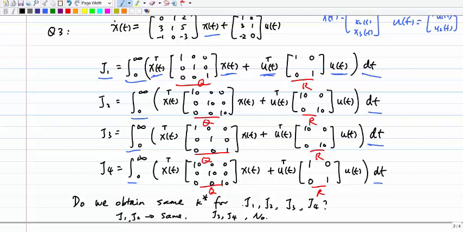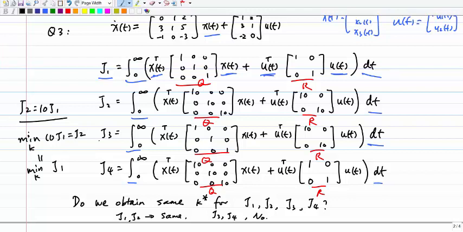The answer is that for J1 and J2 they are the same. The reason is that if I pull the 10 outside of J2, it becomes 1, 1, 1 and 1, 1, so it's just 10 times J1. So if I minimize 10 times J1 over K, it's the same as minimizing J1 over K. That's why J2 is 10 J1, and so for J1 and J2, the optimal K is the same.